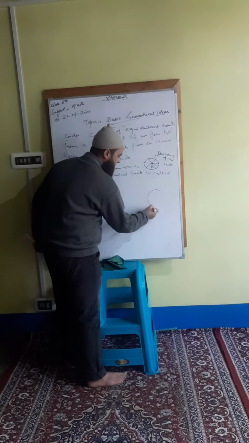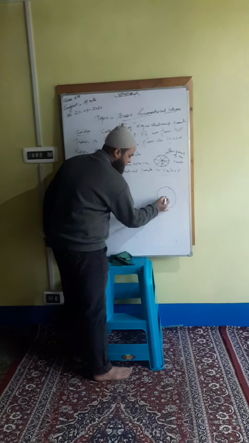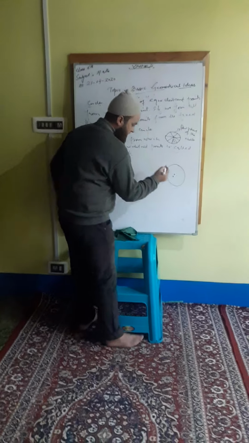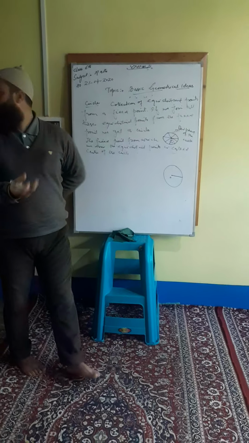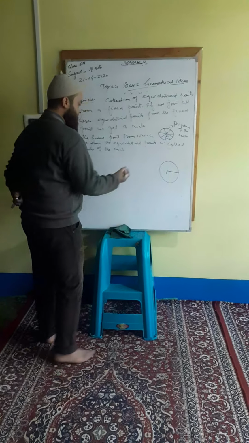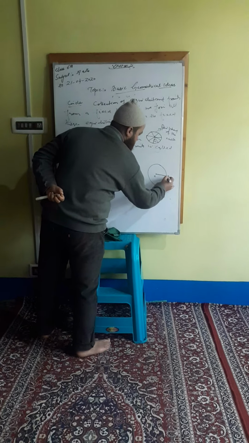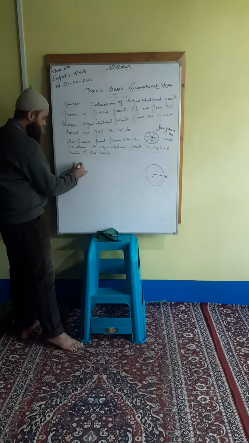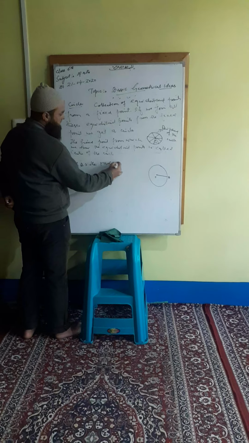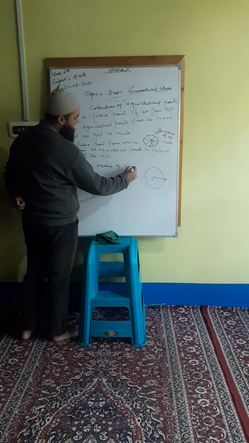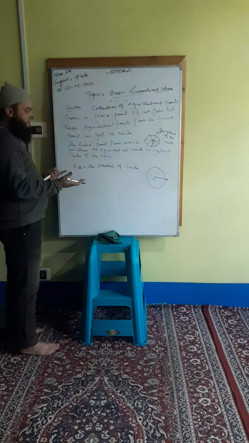Now, what is the radius of the circle? Now we draw a circle in this way. This is a fixed point called the center. If we draw a line from the center up to the periphery, it is the radius of the circle. That is CB. CB is the radius of the circle.